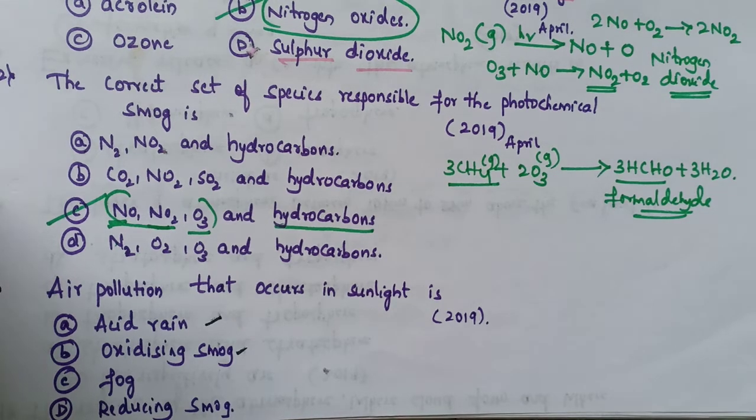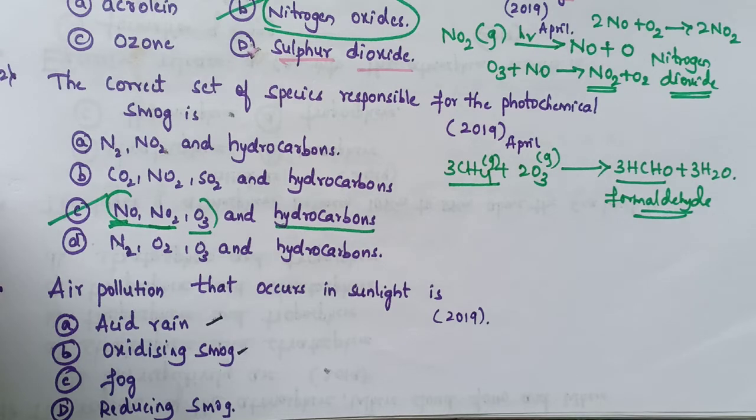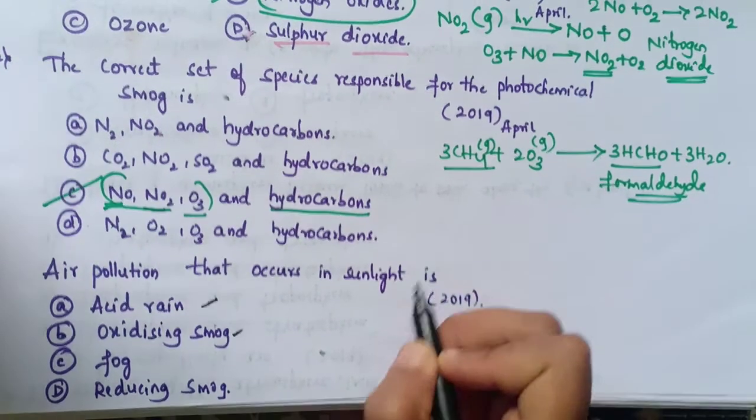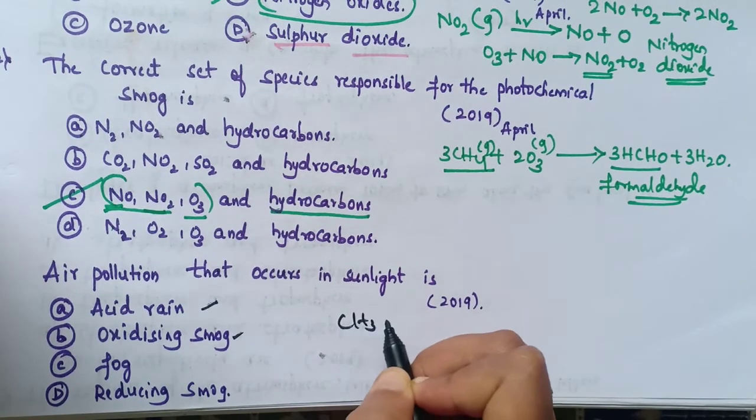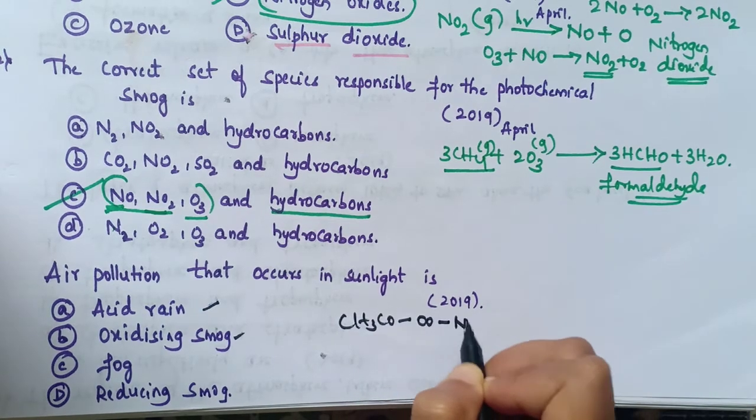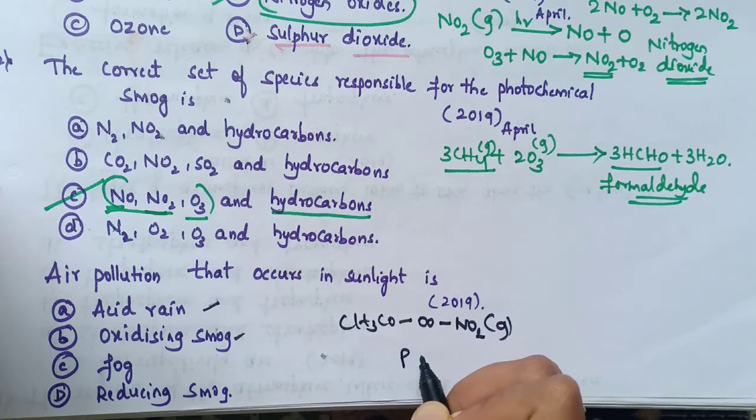In the presence of sunlight, the nitrogen oxides, O2 and unburnt hydrocarbons of air combine to produce photochemical smog. We already know that. This leads to the formation of peroxyacyl nitrate, that is CH3COOONO2. It is the peroxyacyl nitrate, PAN.